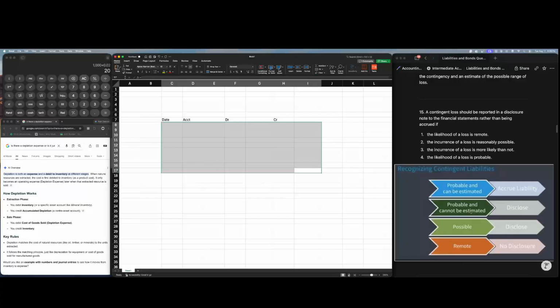The only thing you have to know about contingency liability, guys, is that it has to be probable as well as estimatable. If it's not probable and it can't be estimated, it doesn't have to be written in as a liability.